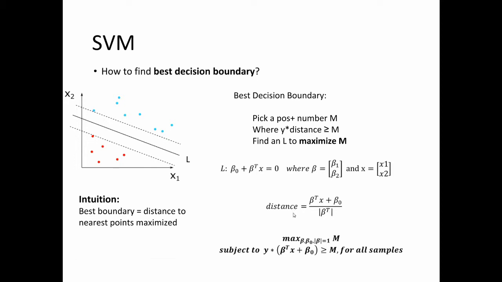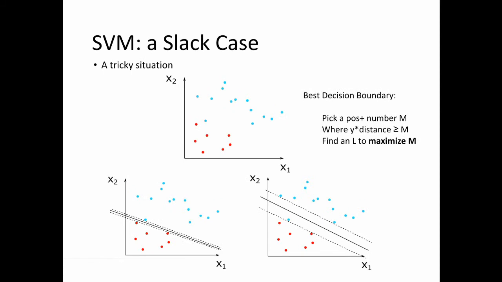So then the distance will just be the numerator, right? And hence this y multiplied by distance can just be y multiplied by the numerator. So here is a more tricky situation.